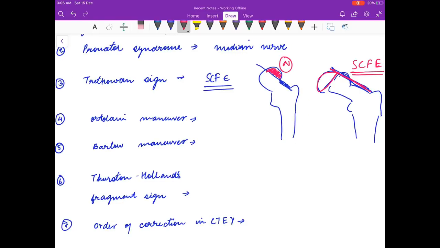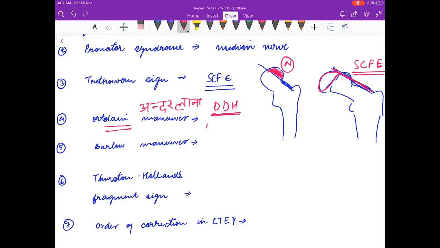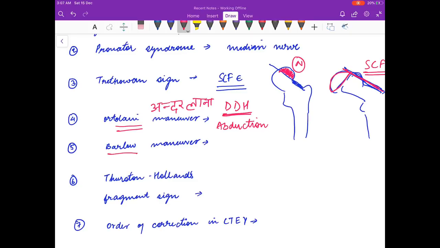What is Ortolani maneuver? Ortolani means andar lana, bringing in. It is done in developmental dysplasia of hip, and it is abduction of hip joint. Barlow maneuver is bahar le jana, taking out. And it is adduction of hip joint in patients of developmental dysplasia of hip.